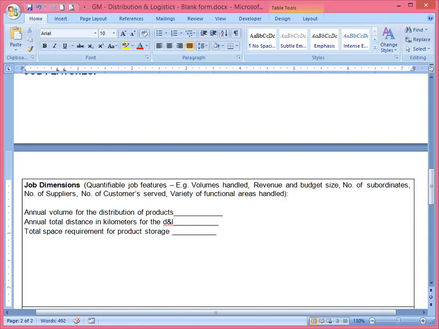What's next in job dimension? Because job dimensions is about quantifiable job features: volumes handled, revenue, budget size, number of subordinates. Subordinates means head count of the manpower complement, number of suppliers if required, number of customers served, and other variety of functional areas handled. Okay, so we'll say annual total volume of products.